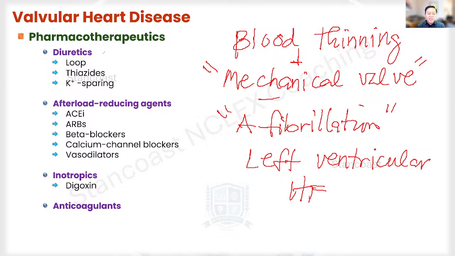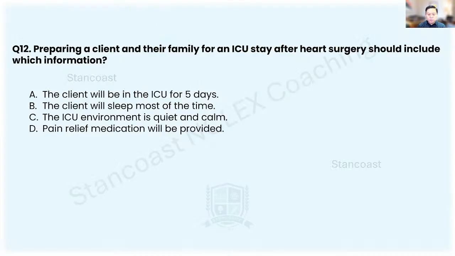And possibly they're also going to need the afterload reducing agents, the ACE inhibitors, or maybe the ARBs, or it could be the beta blocker, or the calcium channel blocker, or the vasodilator, or the digoxin, or the anticoagulant. The anticoagulant that we are talking about here is not just about post procedure, but it is also going to be part of the therapy before any placement of any graft. So there's a whole lot of medications that we will be making sure that the patient is compliant about. Make sure that they have taken the diuretics, any of the afterload reducing agents, or the inotropics, or the anticoagulants, especially the warfarin.